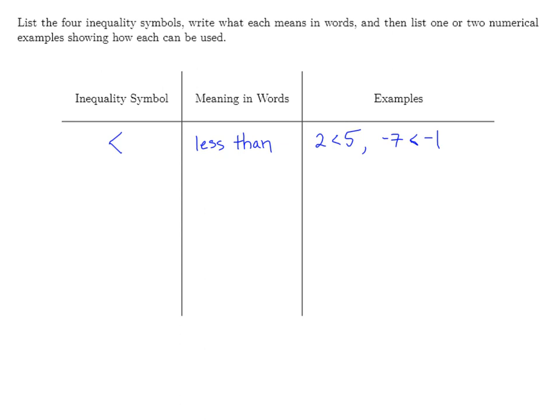And the next symbol we'll look at is the less than or equal to sign. That is similar to the less than sign, except there's an extra line right underneath it parallel to that bottom part of the less than sign. So in words, this symbol means less than or equal to.